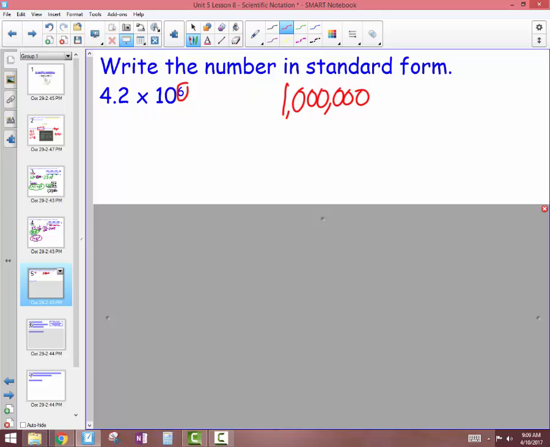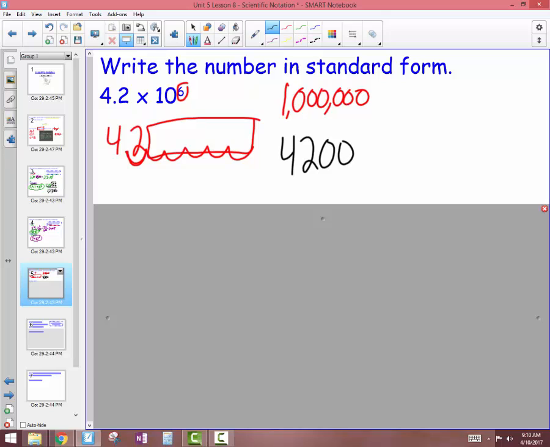Okay, so now the idea is, how do I actually get that answer? Well, I'm going to take my 4.2, and like we talked about earlier, this positive 6 means move the decimal 6 places to the right. So I go 1, 2, 3, 4, 5, 6. Or what I think is I had to move it once, and then that tells me I'm going to need 5 zeros in here. So I'm going to write my answer as 4, 2, and then I have 5 zeros.